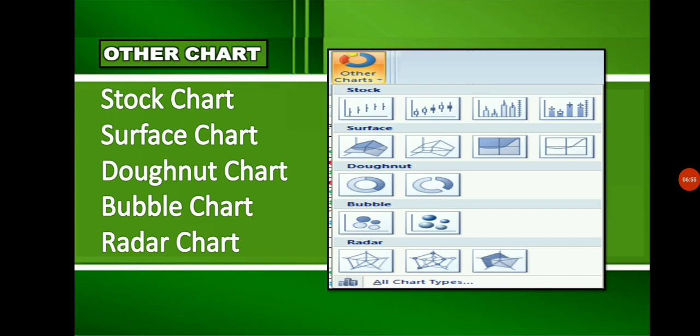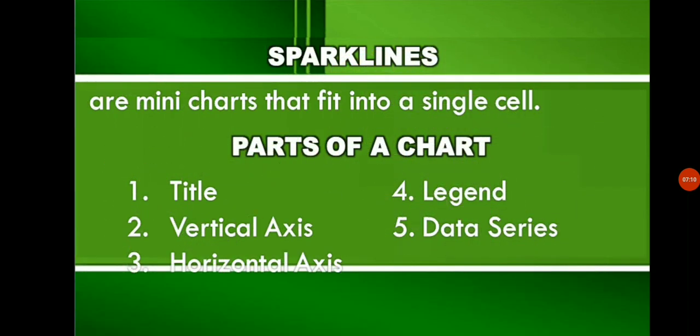And lastly, the radar chart. It compares the aggregate values of several data series. This data is arranged in columns or rows on the worksheet and can be plotted in the radar chart. Next view is the Sparklines.